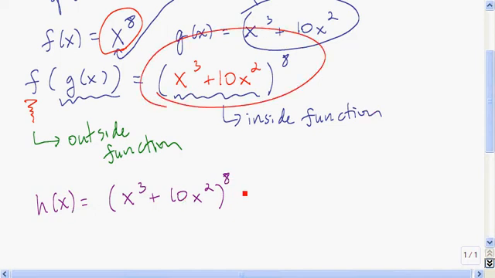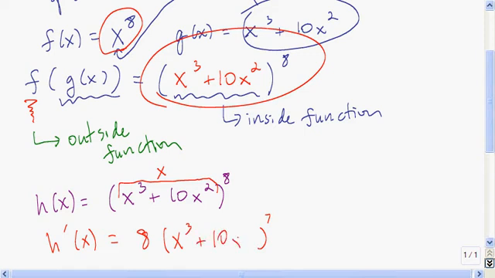To get the derivative of this, we start by differentiating the outside function. Here we imagine that instead of having x cubed plus 10x squared being raised to the 8th power, we just have some variable x being raised to the 8th power. So to differentiate h of x, we first differentiate that outside function, x to the 8th. We would have 8x to the 7th. But instead of putting x inside here, we're going to put our inside function there. So we get x cubed plus 10x squared.